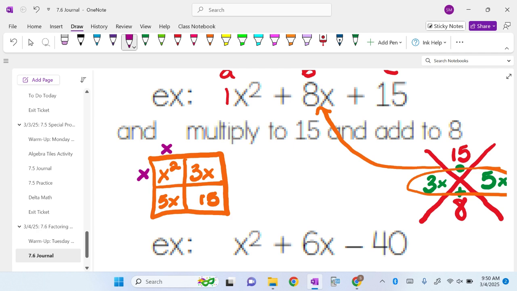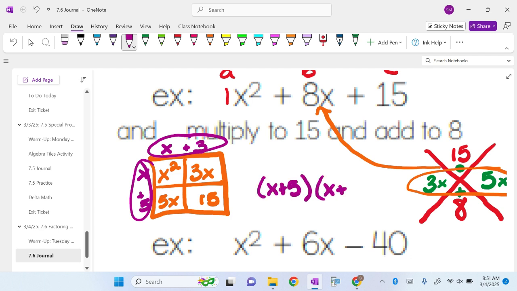Now, x times what gives you 3x? 3. So that's what goes above the 3x, so plus 3. Then x times what gives you 5x? 5. This will be plus 5. And thus we got our 2 factors. It's like doing box method multiplying, but instead of working outside in, you're working inside to out. So your 2 factors are x plus 5, x plus 3.